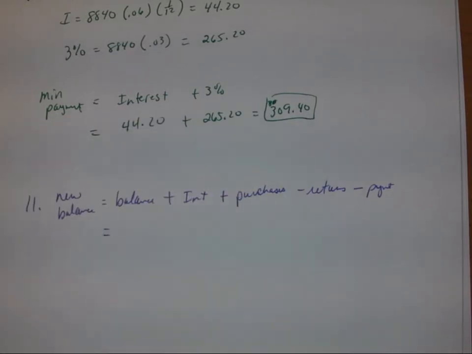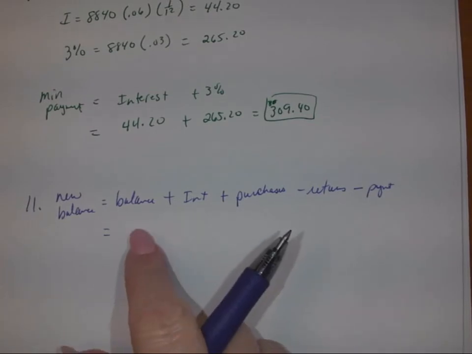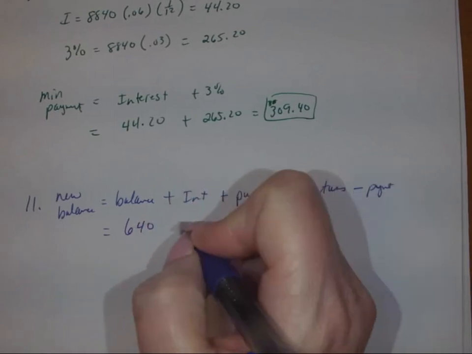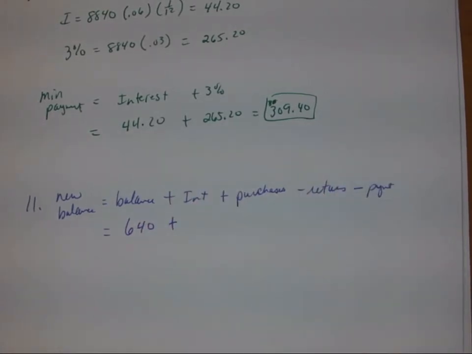So let's see what we have, because we're looking for next month's finance charge. But first we got to find out what the balance is going to be so we can figure that out. The old balance was $640 plus the interest. We have to go find that. Oh, we got to go find the interest first. We can't do it without that. So let's go find our interest.